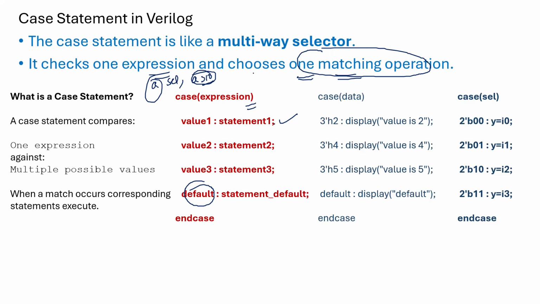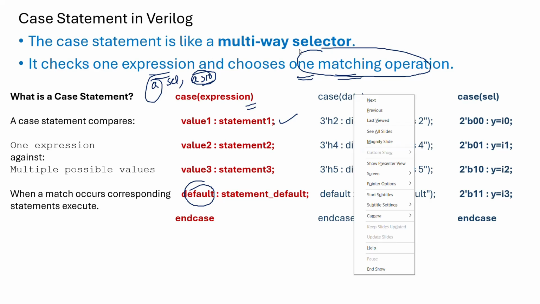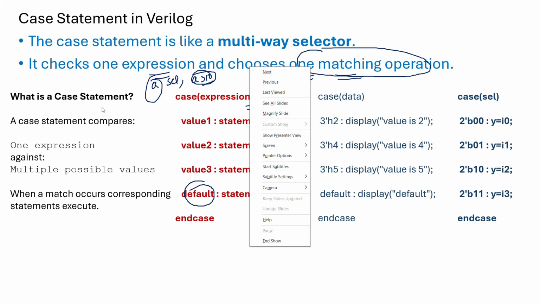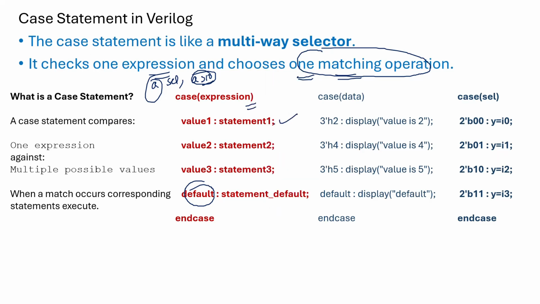What is the case statement? The case statement is used to compare values. Most of the time we use it for comparison purposes, like one expression against multiple possible values we are considering. That means when one match occurs, the corresponding statement is executed.